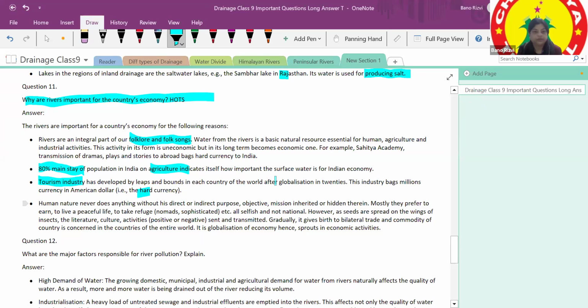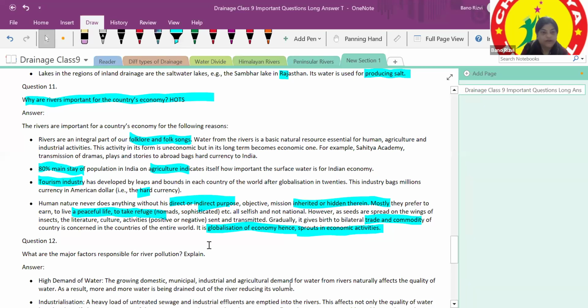The next point is that there are direct or indirect purposes. People prefer to live in a peaceful area, and they live a peaceful life, and of course, we need water for that. Then the bilateral trade and commodity of a country is consumed in the countries of the entire world, it is globalization of economy, hence it sprouts economic activities. You can also say that the sea route is very important in economic activities.